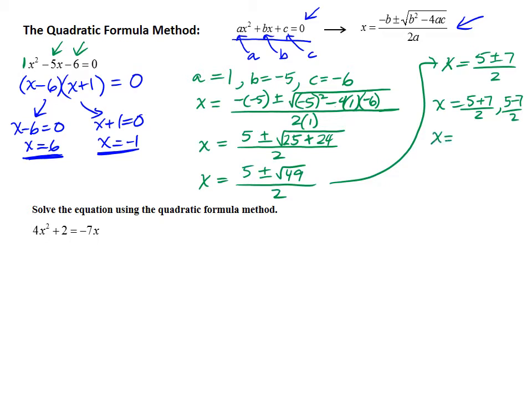5 plus 7 is 12, divided by 2 is 6. 5 minus 7 is negative 2, divided by 2 is negative 1. Notice, same answers that I got when I factored.